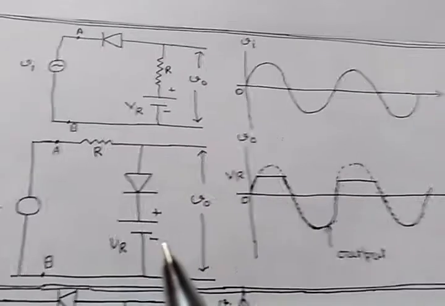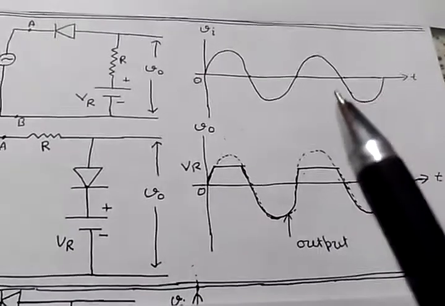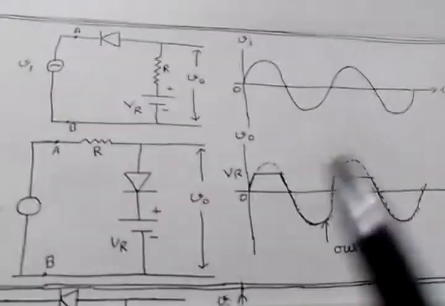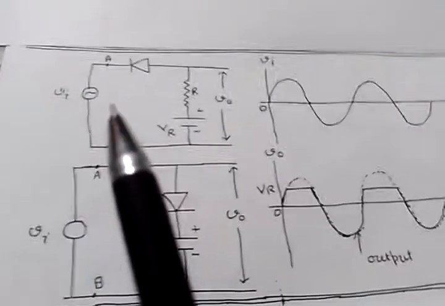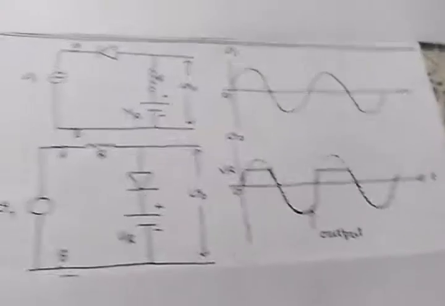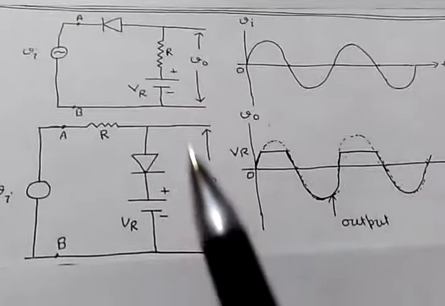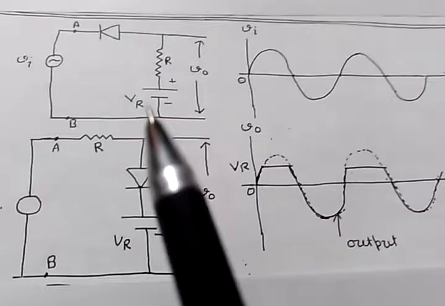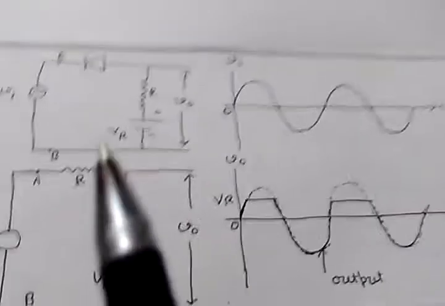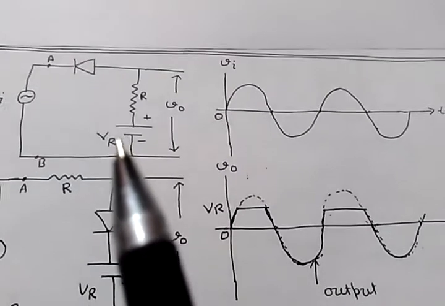These two circuits will provide the same output voltage for this given input. We will understand this by understanding the working of these two circuits. As we are seeing in both the circuits, an external battery having voltage VR is used. VR is the voltage above which we have to clip the input signal.